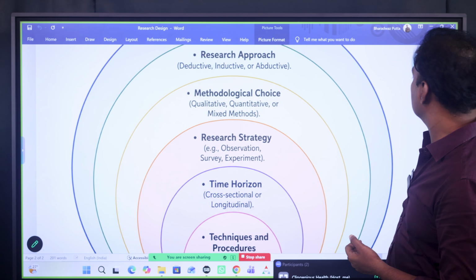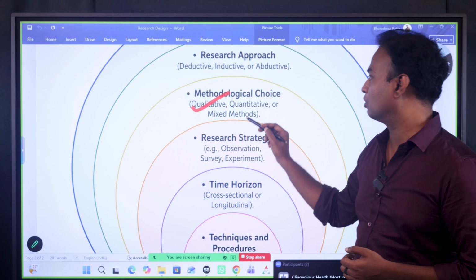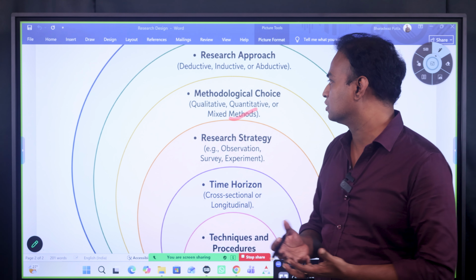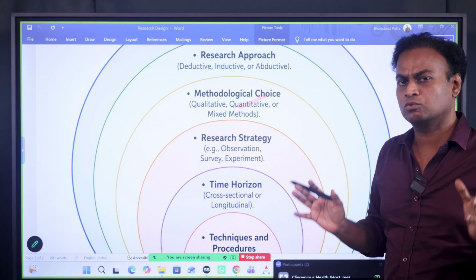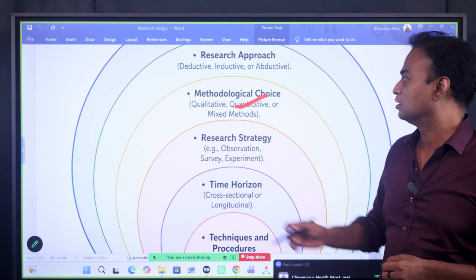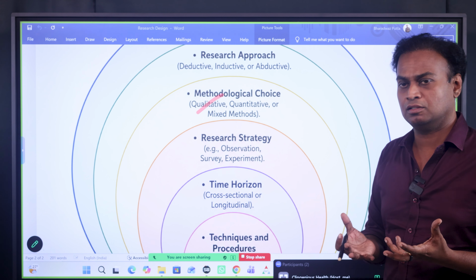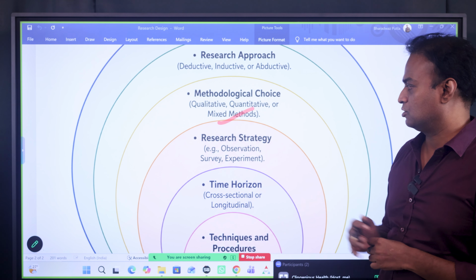Next one is methodological choice. Do you want to do qualitative research, quantitative research, or mixed methods? If you are good at numbers, you can do quantitative research. If you are not good at numbers and don't enjoy them, then you can do qualitative research. Some research requires both, mixed methods. So this is the research choice.